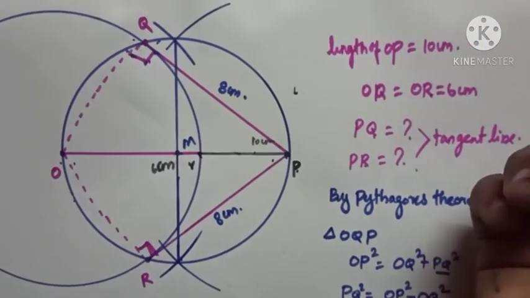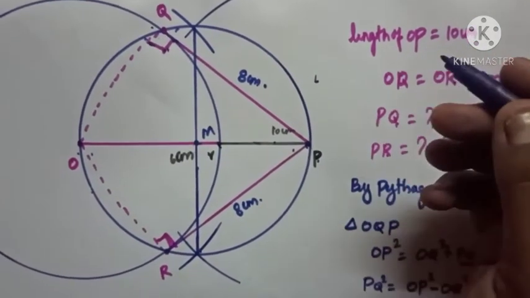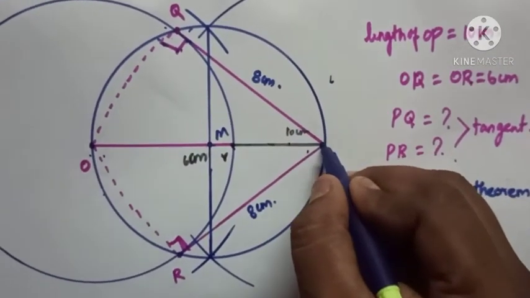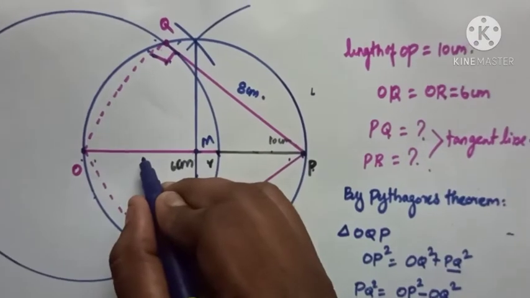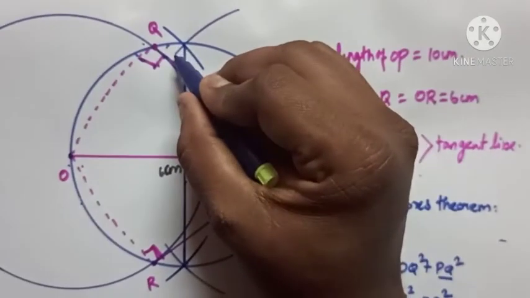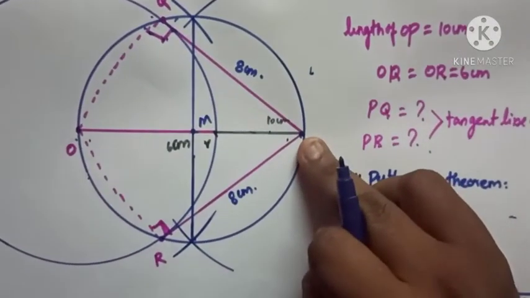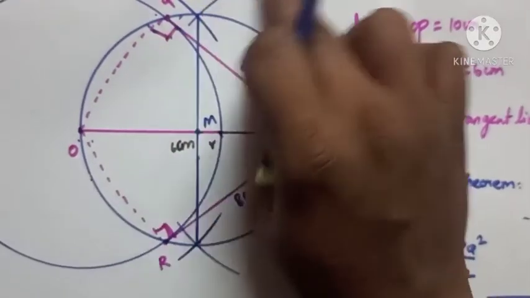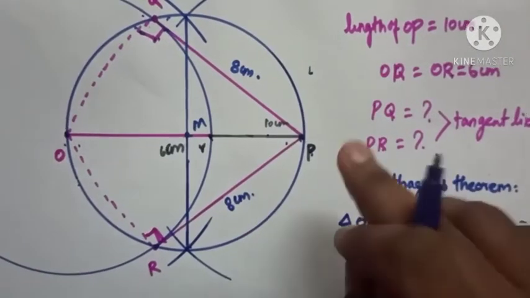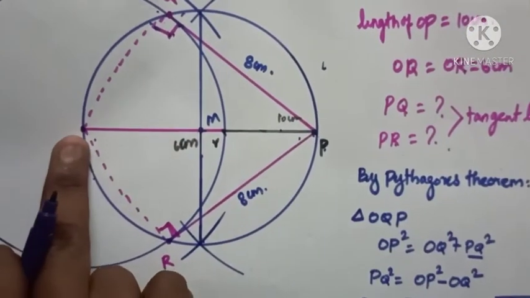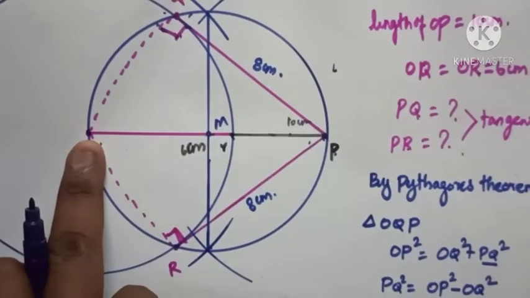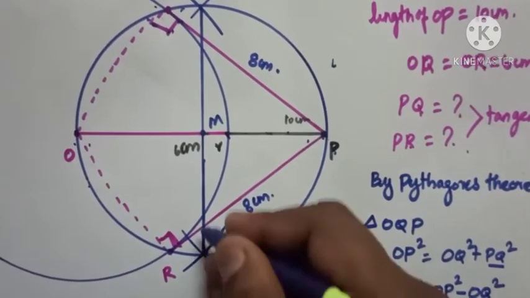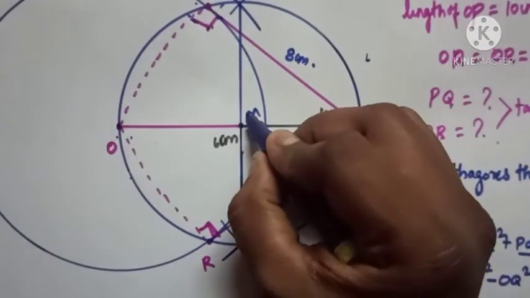I just draw a line bisector, that is, we need to find the midpoint of the line segment OP. So I have to take more than half and draw an arc above the line segment. I place the compass at point P and draw an arc above the line segment and below the line segment. With the same measurement, I keep the compass here and cut this arc above and below. I just join these two arcs, and you get the midpoint M.